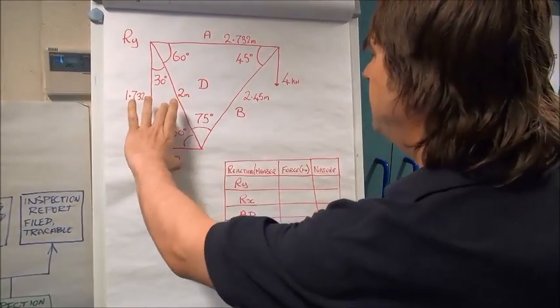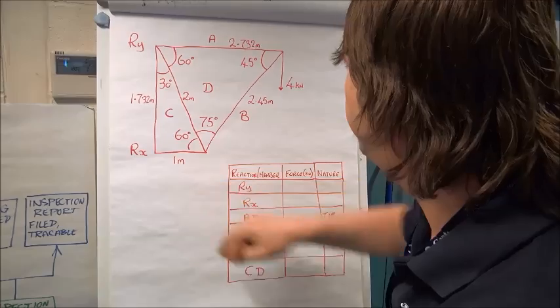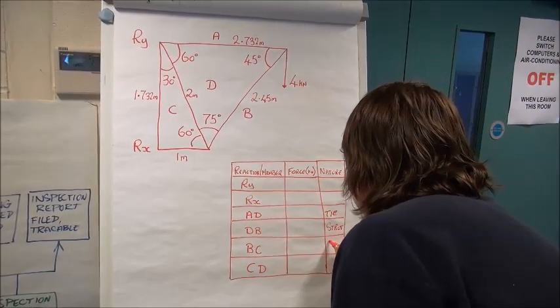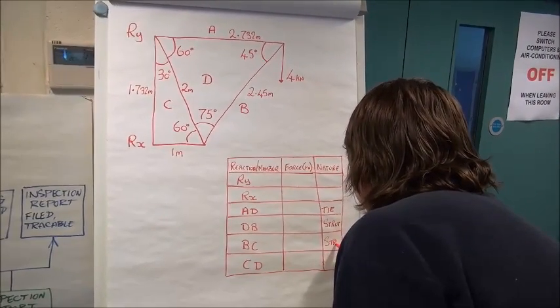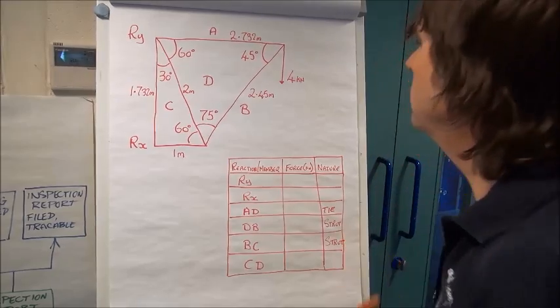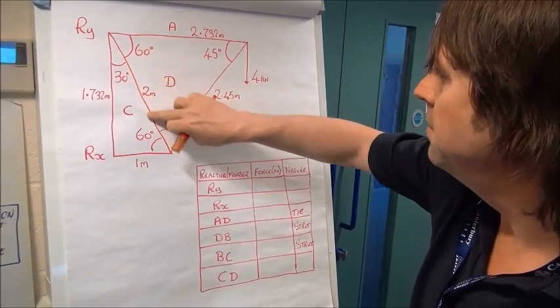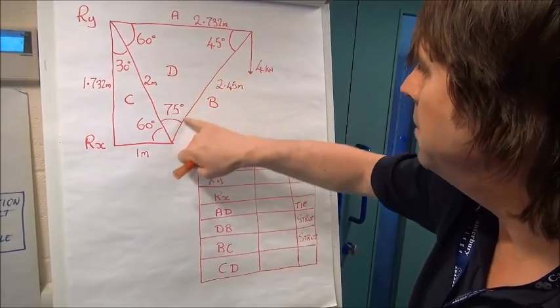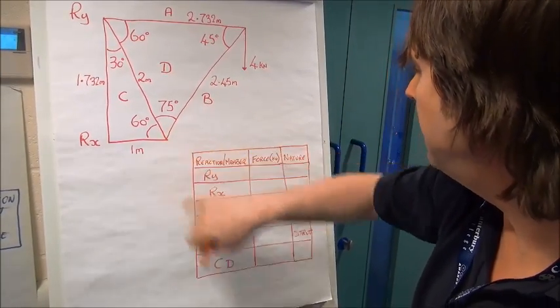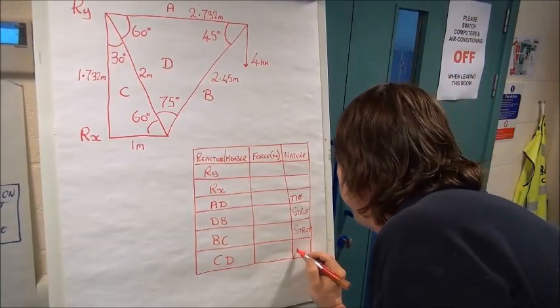CB, that's this member here, the cross member, is also a strut because it suffers compressive stress. And CD is a tie because it's going to be pulled downwards by the component of this force down there. That's a tie.